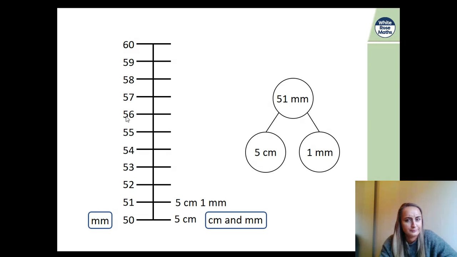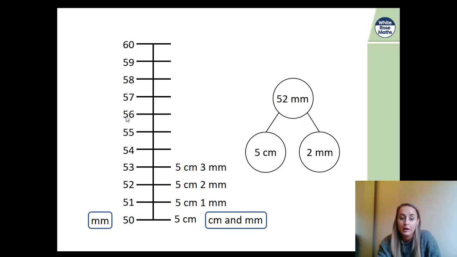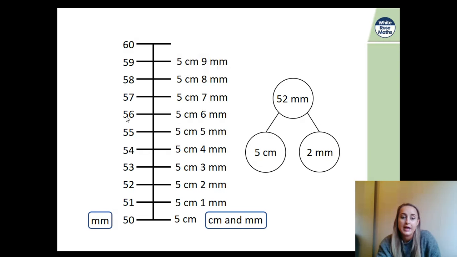Hopefully you follow that. Let's do it again, but with 52 millimetres. So we already know that 50 millimetres is equal to 5 centimetres. So we can put that straight in there. And then we'll have 2 millimetres left over. So 52 millimetres converted into centimetres will be 5 centimetres and 2 millimetres. Follows the same pattern all the way up the number line until we reach 60 millimetres. Now, putting that into centimetres, we know that there are 10 millimetres in every centimetre. So 60 millimetres would be equal in length to 6 centimetres.